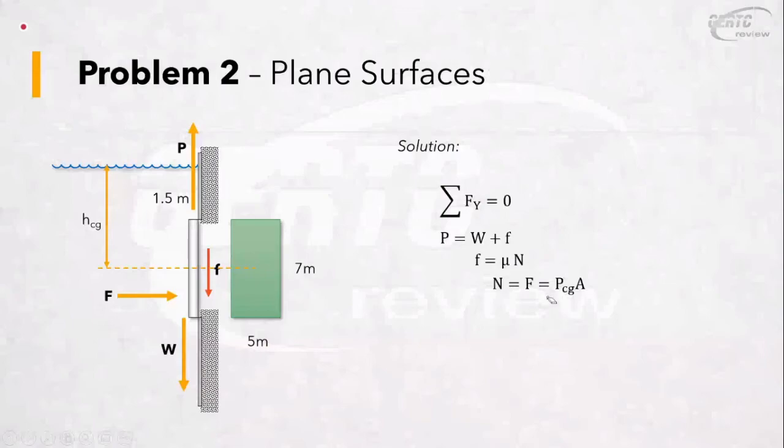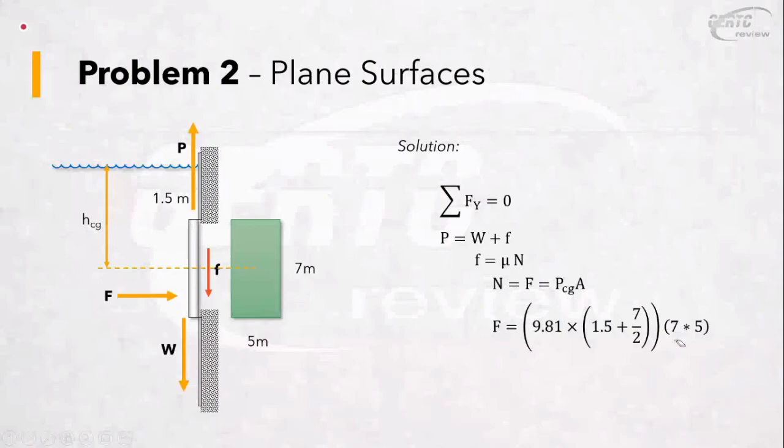So we declare PCG times the area. The unit weight of water is 9.81. The 1.5 here is the distance there, plus half of the gate, 7/2. And the area of this particular gate is 7 times 5, that is 35. And you can get the force.